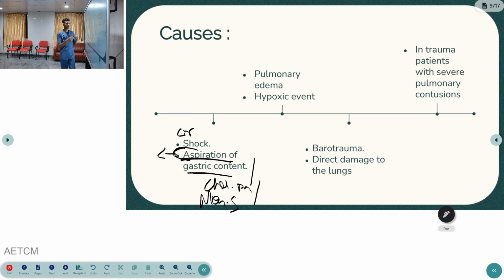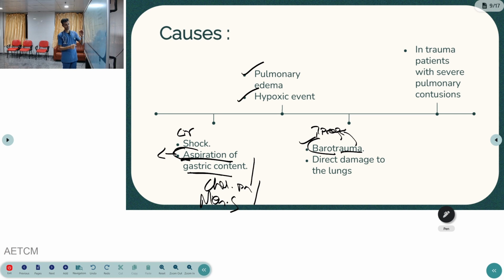And then next is pulmonary edema, also one of the causes. Hypoxic event is also one of the causes. And then barotrauma. Baro means increased pressure, and trauma means injury. So lung injury or lung tissue damage happens because of high pressure. That is called barotrauma.